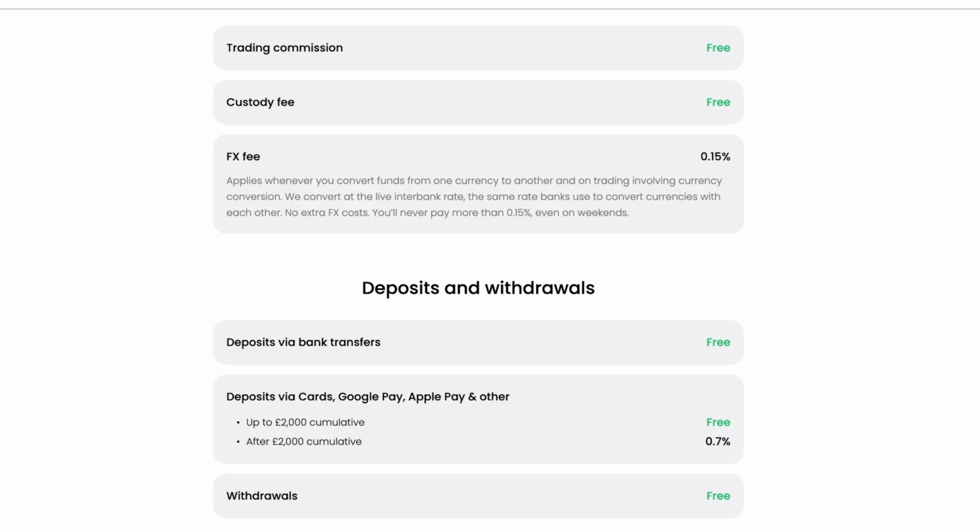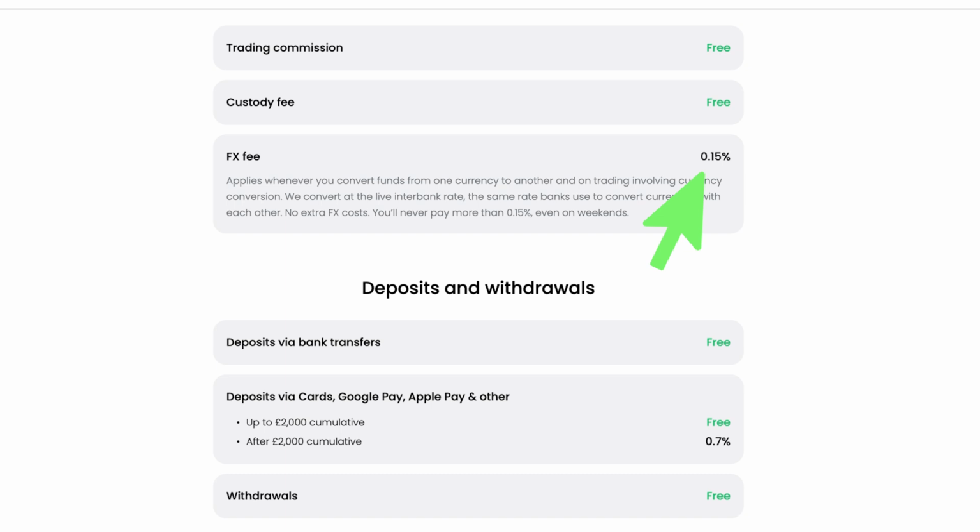So really good. They do have a charge though. If you're looking to top up via a debit or credit card or Apple Pay, they do have a 0.07% fee. However, this can be mitigated by doing a direct bank transfer. And if you're buying anything in a foreign currency, so you're buying US stocks, for example, there is a 0.15% transaction fee.